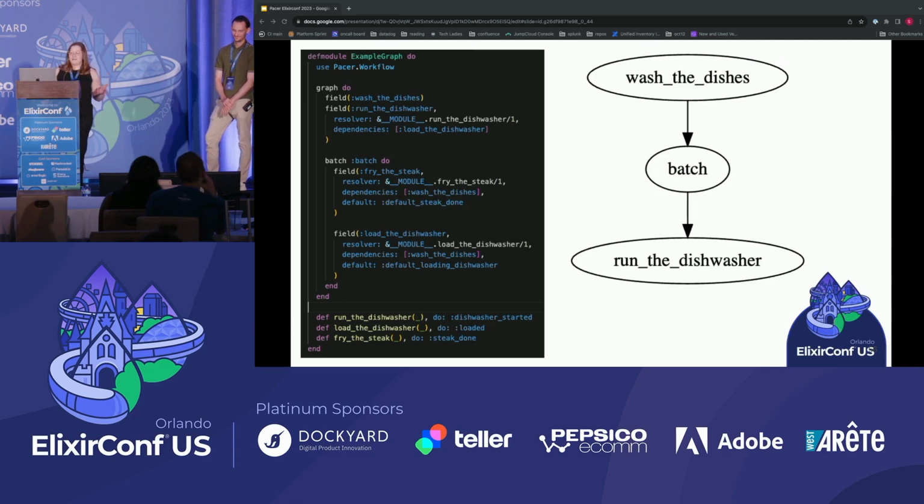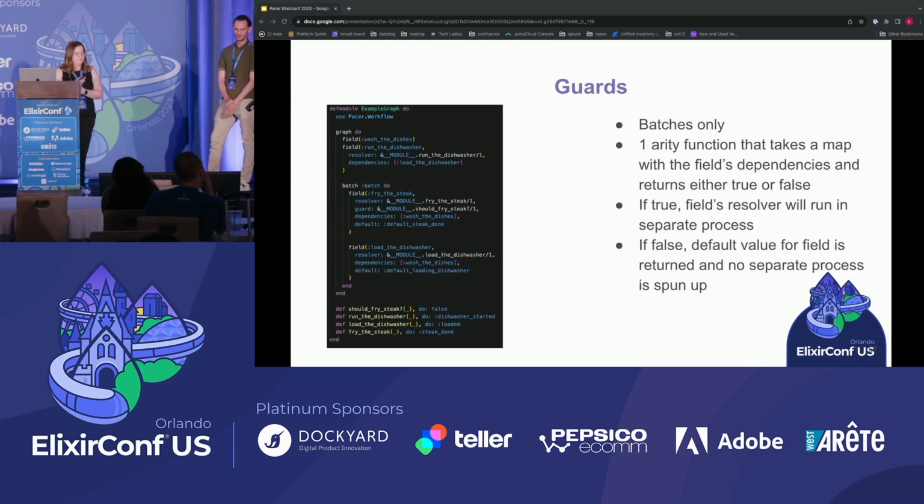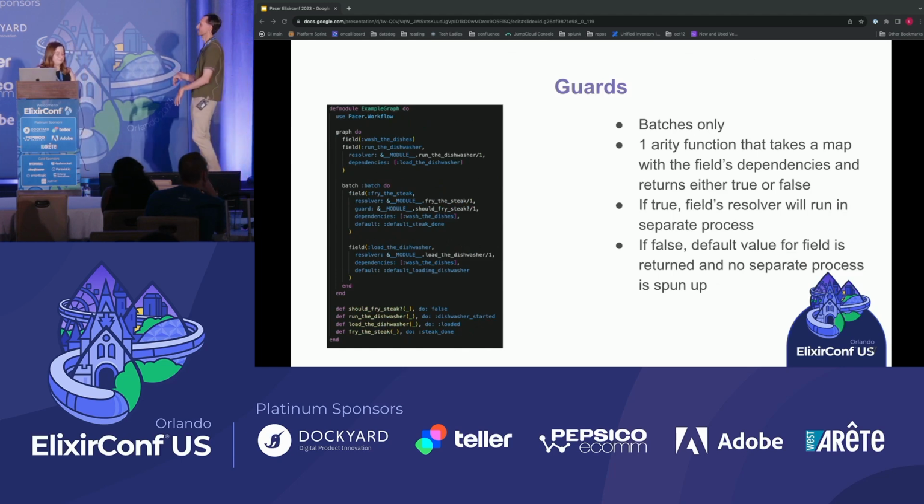This is what our graph looks like now. Very easy, right? Now we have just 3 nodes: washing the dishes, then the batch where it does those parallelized tasks, and then running the dishwasher. So I think we've solved that problem now. Cool, cool. Okay, and so now we'll get into a few other options that we have in certain use cases. So some more advanced use cases that we have.